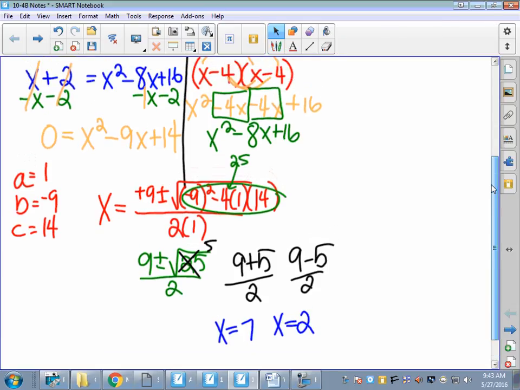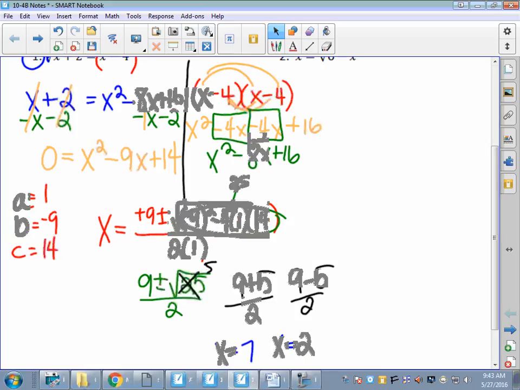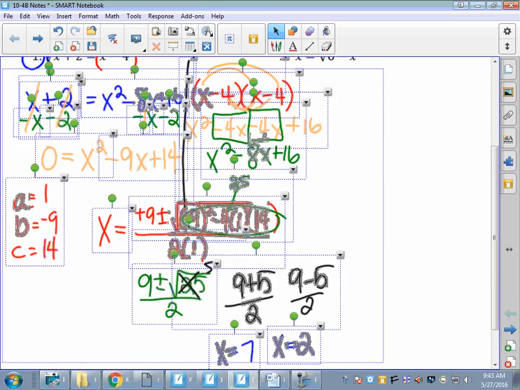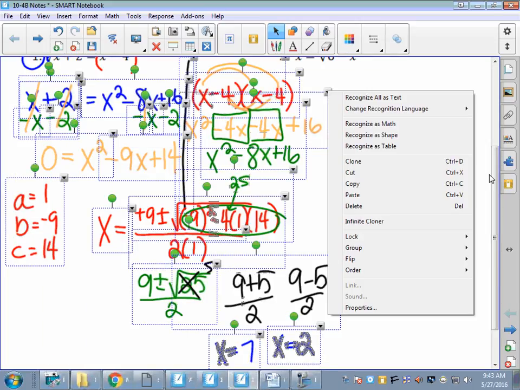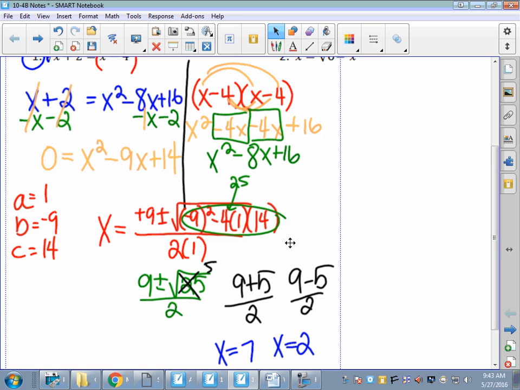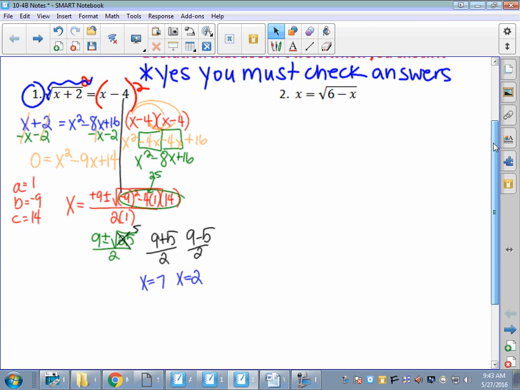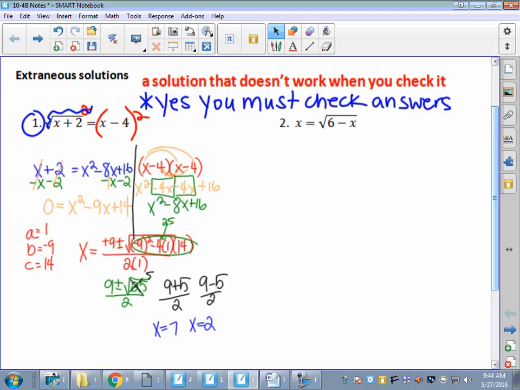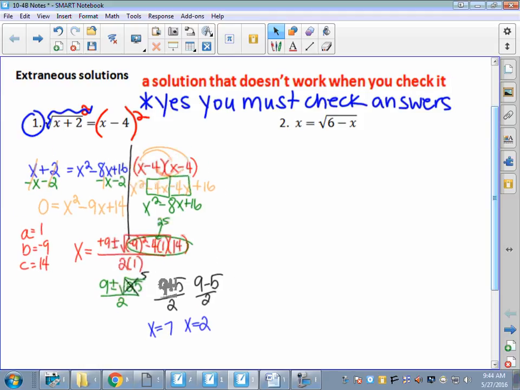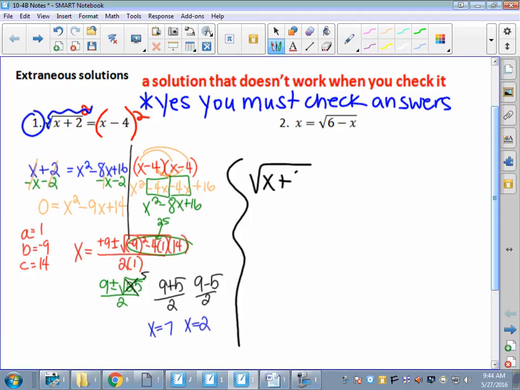So after all that, we are not done. Because what did I say that extraneous solutions were? Solutions that don't work when you check them. Yes, you have to check them. So I'm going to go back to my very original equation before I did anything. Square root of x plus 2 equals x minus 4, and I'm going to check them.